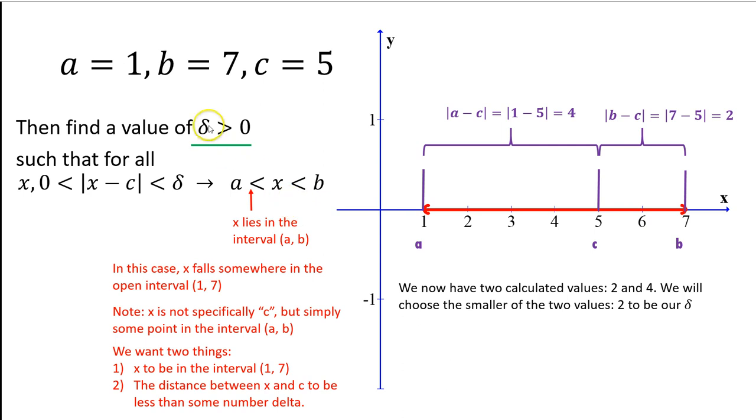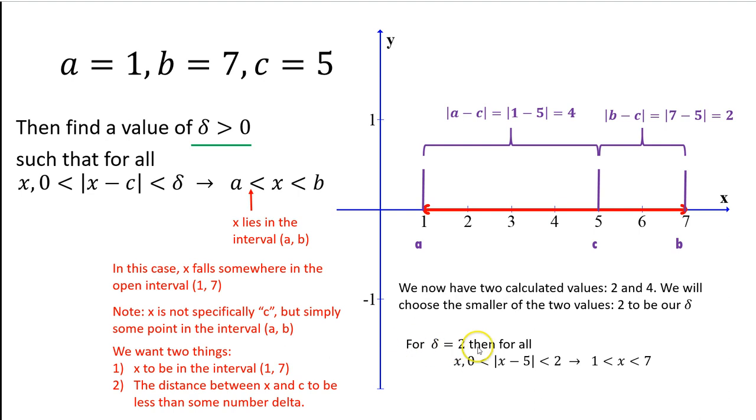Remember, we wanted to find a delta which satisfied 2 things. The absolute value of x minus c is less than delta, guarantees that x falls between a and b. So if I choose a delta of 2, which is the smaller of the 2 numbers, I guarantee that I fall inside a to b. Now notice I don't fall all the way inside of a to b. My calculated interval for delta of 2 would be 3 to 7, not all of 1 to 7. And so that's fine.